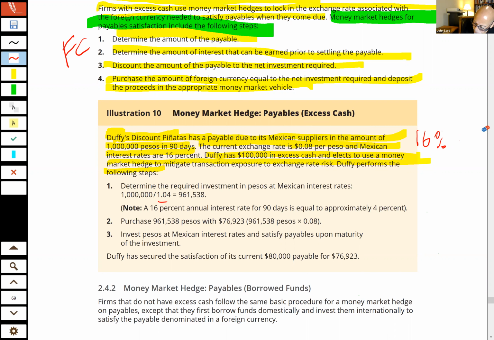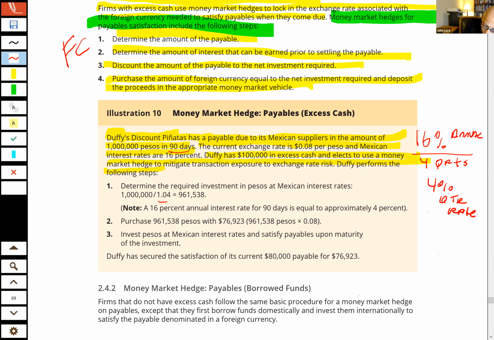16% annual, and just go ahead and put annual on there. Okay, and we have what? We divide that by 4 quarters. And the reason we're dividing that by 4 quarters is that it's what? 90 days. So they're breaking the year into 4 quarters, 4 90-day quarters. That's what? A 4% quarterly rate. Okay, just showing you where that 1.04 comes from.